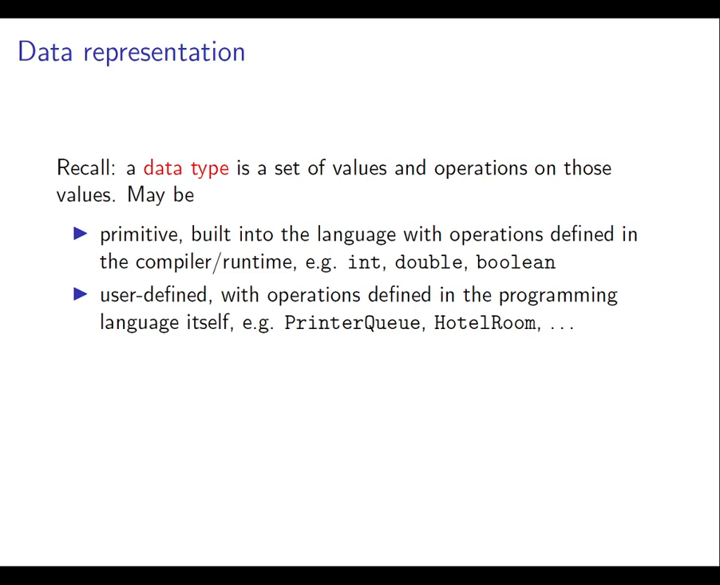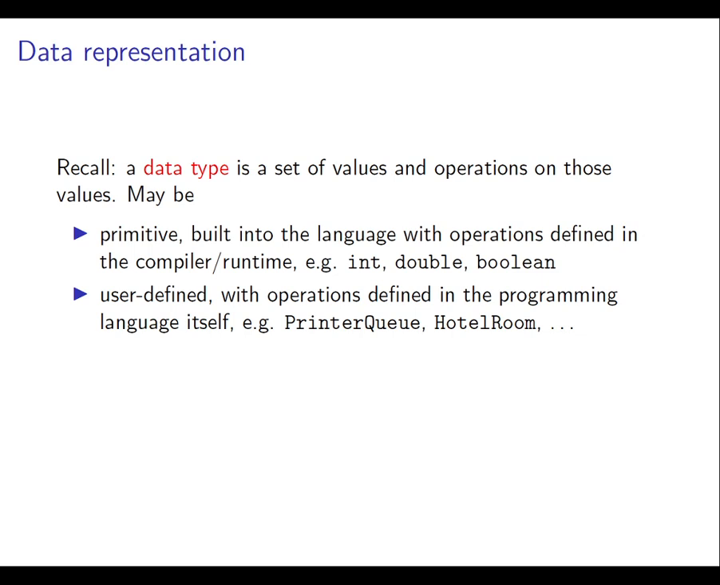You've already met, of course, the idea of data representation in a few places. You know the idea that a data type is a set of values together with the operations on those values, and it may be primitive, it may be built into the language, in which case you'll have operations on the primitive data type which are defined in the compiler and the runtime, and you've already met in Java types like int and double and boolean, and we talked about the kinds of things you could do on ints and doubles and booleans and something about their semantics. For example, we talked about the semantics of division when you operate on doubles versus the semantics of division when you operate on other types.